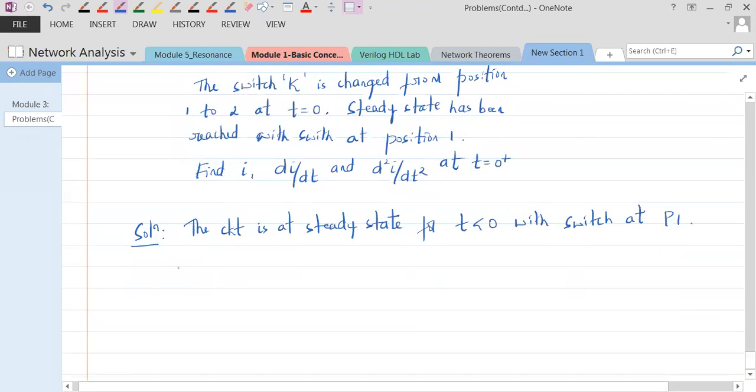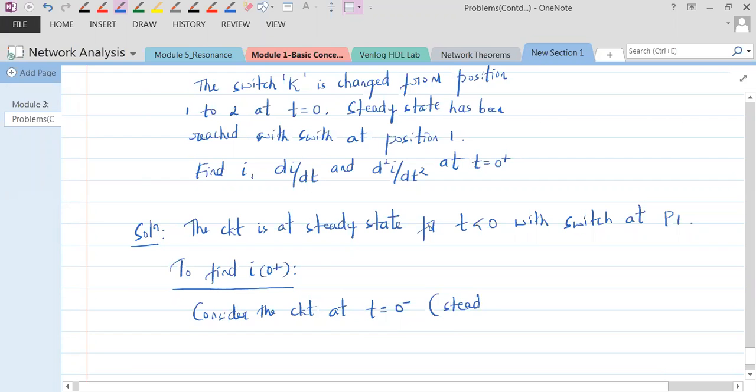Okay, so to find I of 0 plus, what do we need to do? We need to find out I of 0 minus. So that means consider the circuit at t equal to 0 minus. In that, it is at steady state, and the switch is at position 1. Can we write down the circuit now, everybody?